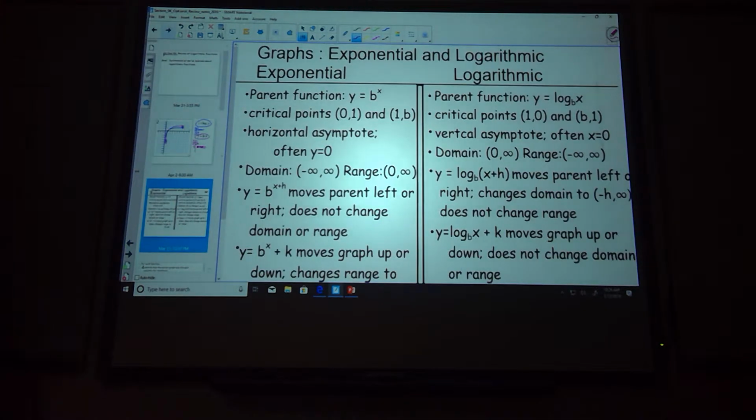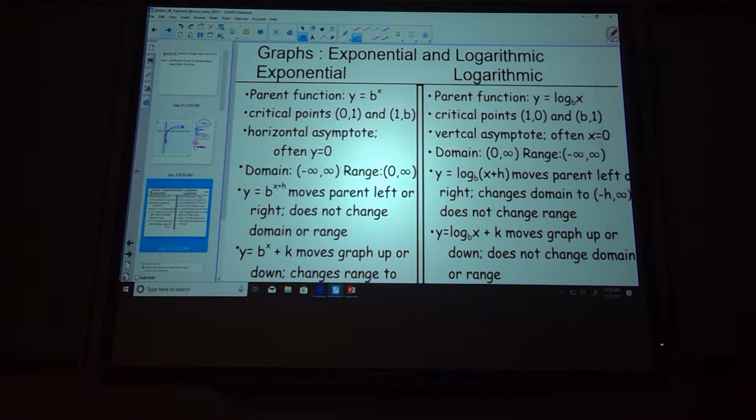All right, let's go here. Parent function, y equals b to the x. Parent function of log is y equals log base b of x. Horizontal asymptote is y equals 0 on exponential. On logarithmic, vertical asymptote, so notice you have vertical asymptote versus horizontal asymptote. So that should take place because they are inverses of each other.